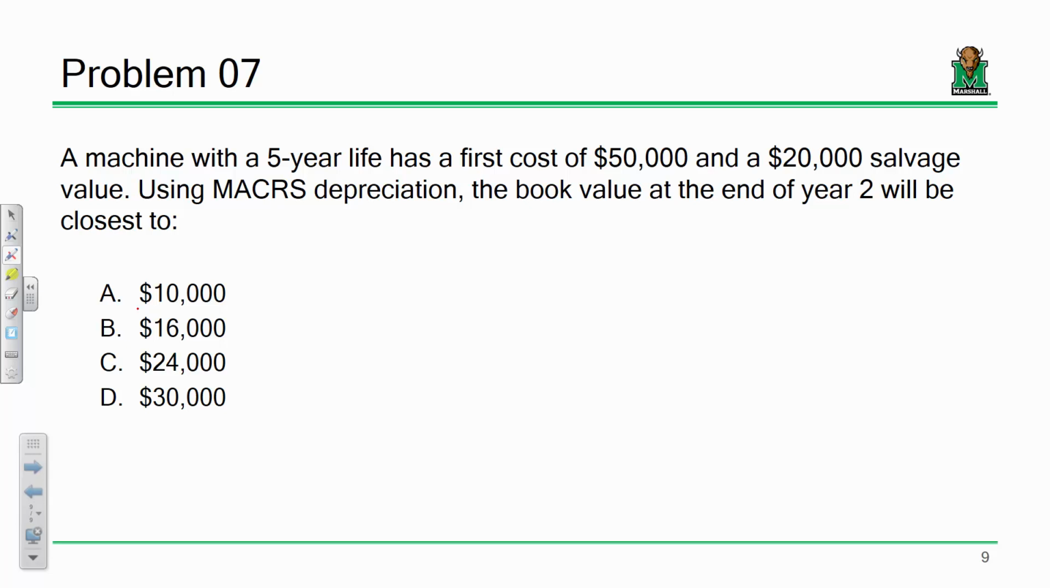Okay. So let me explain modified accelerated cost recovery systems. This came from some tax law that was passed in the U.S. back in the 80s, and the idea is it gives you an accelerated means of determining book value over time. So let me explain.